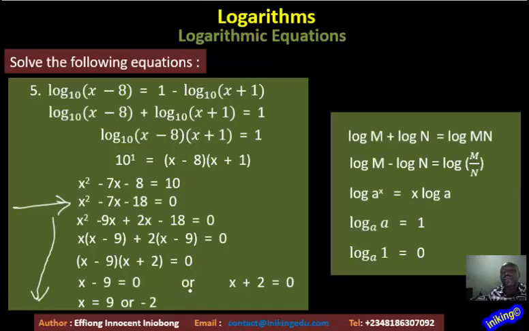If you're not comfortable with quadratic, please watch the video clips on solving quadratic equation. Now with this, we come to the end of logarithmic equations.